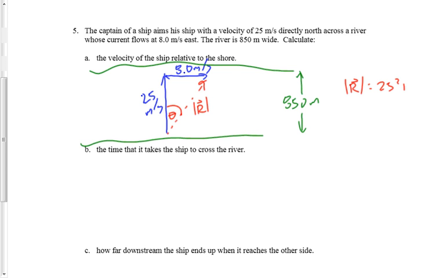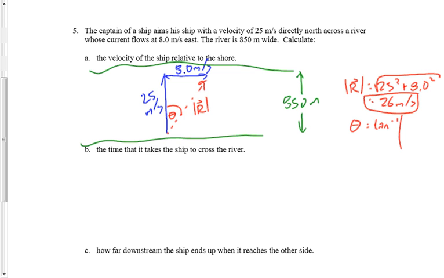25 squared plus 8 squared. What does it give me? Yep, 26 meters per second. Good. And theta is the inverse tan function of opposite over adjacent. What's the opposite side for this one? Jordan?